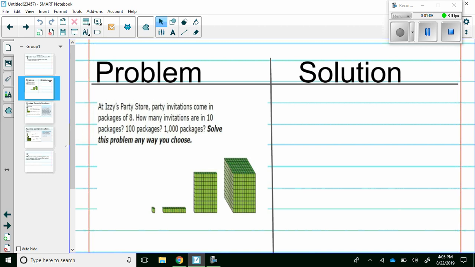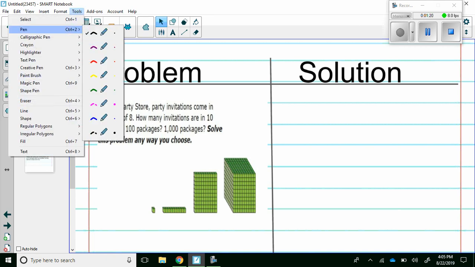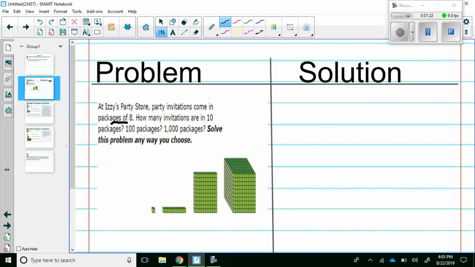Okay, we are back at the problem. What I want to do to solve this problem is first use CUBES. The first part of CUBES is C, so circle the numbers. I want to circle packages of 8. Then there are 10 packages, then 100 packages, and then 1,000 packages.